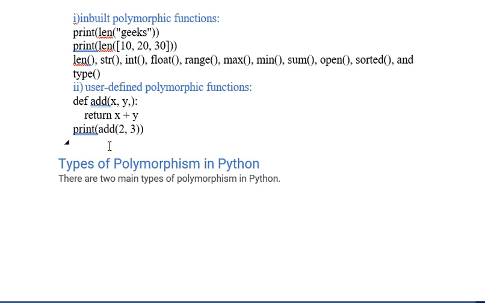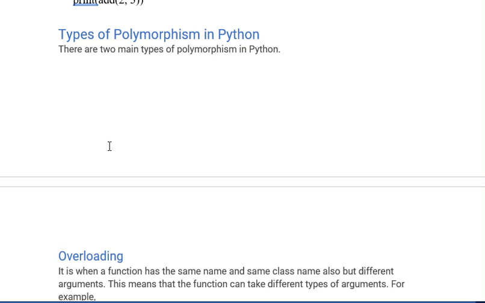Now let's start the types of polymorphism. Basically, polymorphism is divided into two types: compile time polymorphism and runtime polymorphism. What is compile time polymorphism? Compile time polymorphism is nothing but method overloading, and runtime polymorphism is known as method overriding. Remember the words, don't get confused.